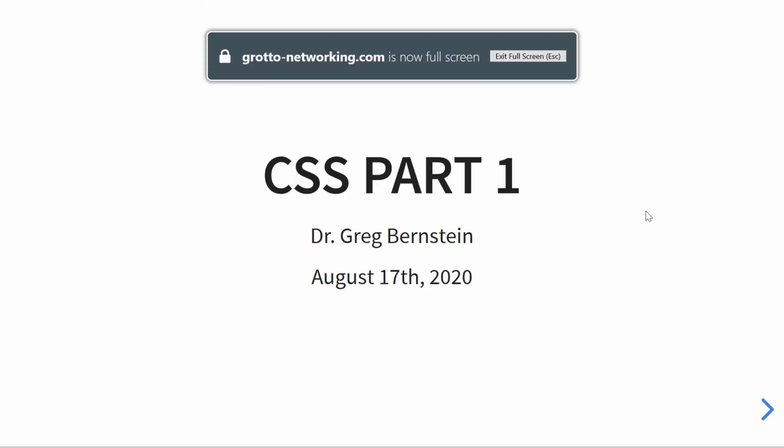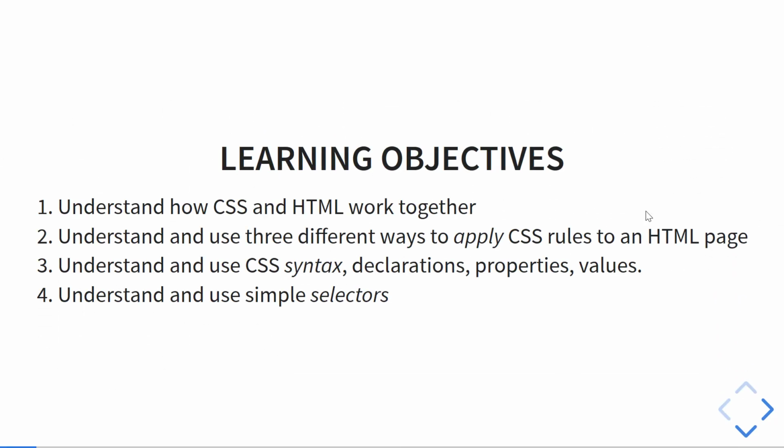Welcome to the CSS Part 1 topic video. We're going to learn and understand how CSS and HTML work together. We're going to understand and use 3 different ways to apply CSS rules to an HTML page or to HTML elements, to be more precise. We're going to understand and use CSS syntax, declarations, properties, values. And we're going to understand and use something called selectors. We're going to look at and learn how to use a set of simple selectors.